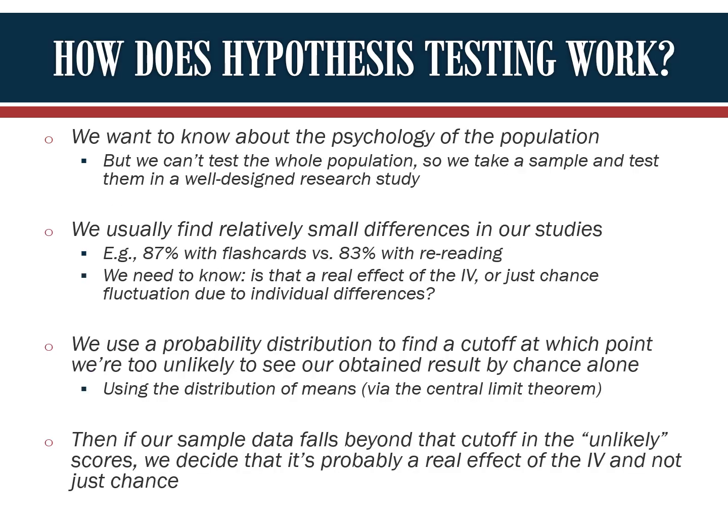All right, so that wraps up our discussion of the process of how hypothesis testing works, right? So we want to know about the psychology of the population, but we can't test the whole population, so we take a sample and test them. We usually find pretty small differences, so we have to have some mechanism of knowing whether it's a real effect or just chance fluctuation. That mechanism of making that decision is hypothesis testing, right? Ultimately, we're using a probability distribution to find a cutoff score, at what point we're too unlikely to see that just by chance alone. And then if our sample data falls beyond that cutoff in the unlikely scores, that's when we get to decide that it's probably a real effect of the IV and not just chance.